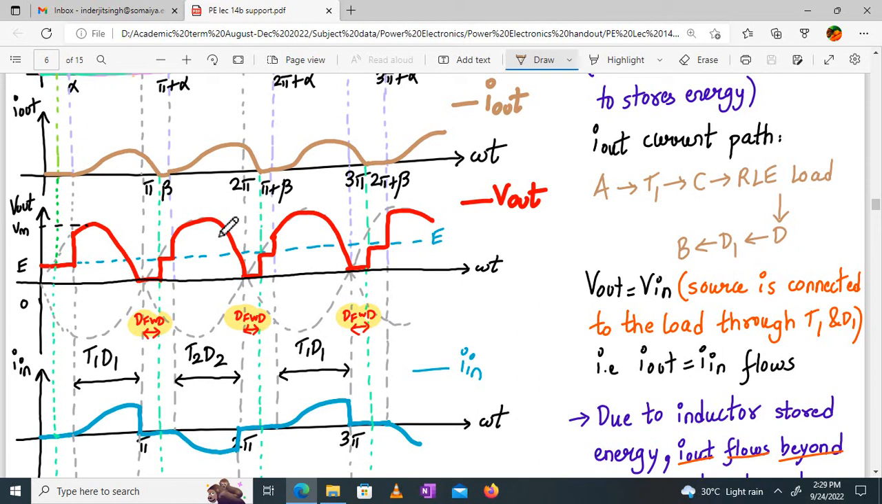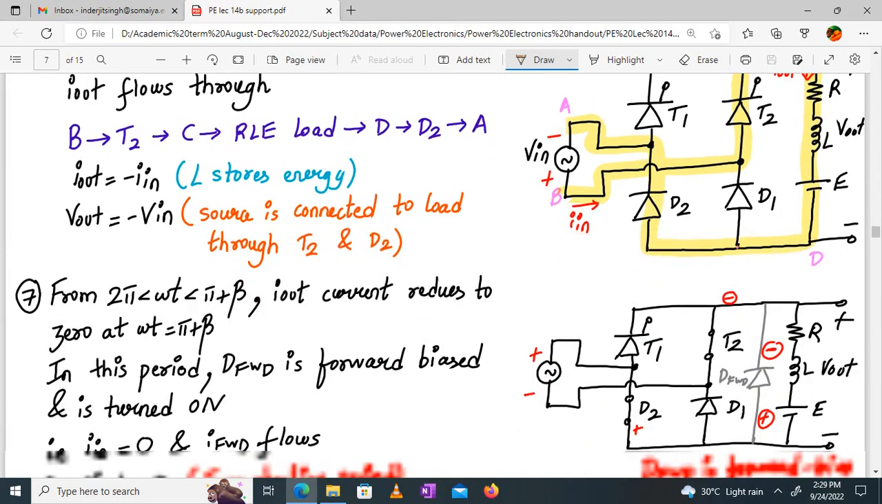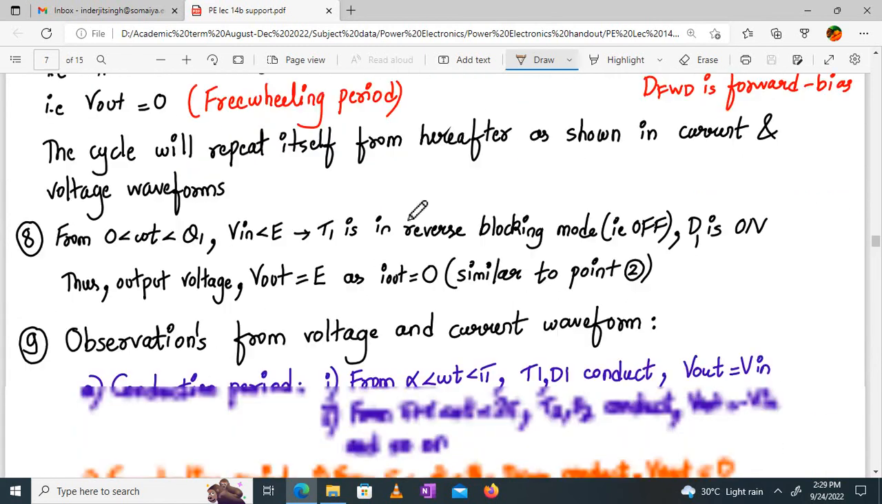And with the freewheeling diode, from pi to beta, from 2 pi to pi plus beta, these are all freewheeling periods, or freewheeling conduction, where only the freewheeling diode is turned on. And during the freewheeling period what happens really? Whatever energy is stored inside the inductor is being released via this short circuit path, which has been provided by the freewheeling diode once it turns on, and that will make V out equal to 0. All right. So this is how the sequence of events will unfold, and your cycle will repeat itself.